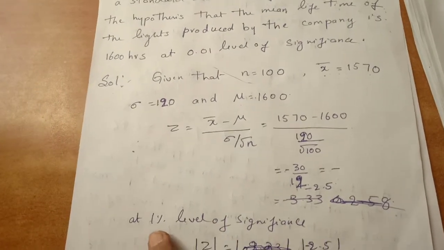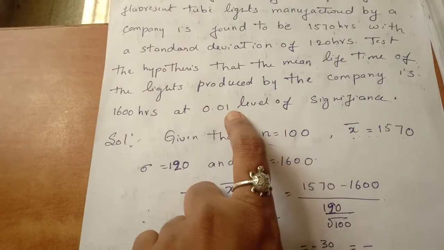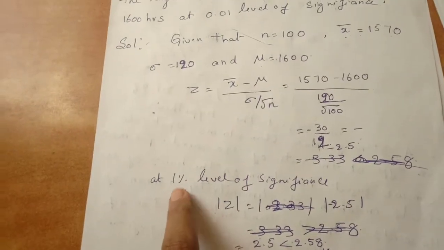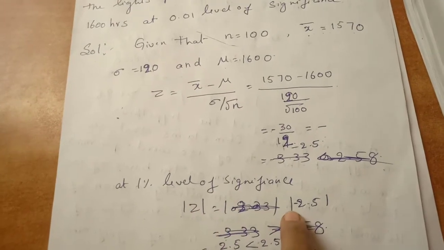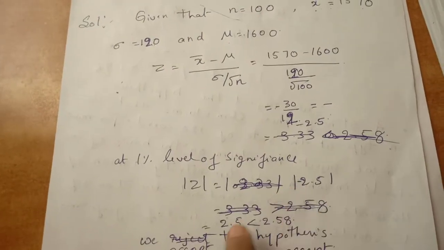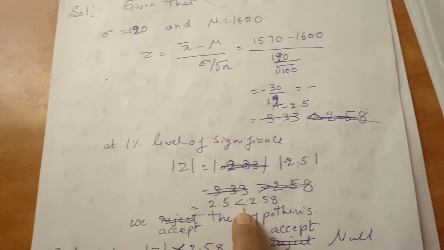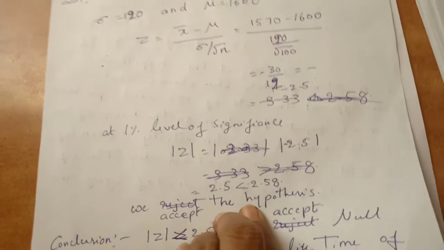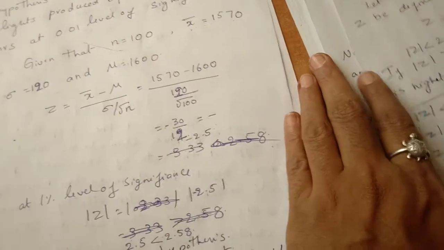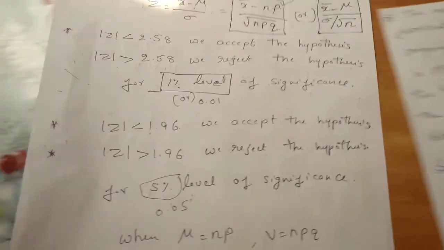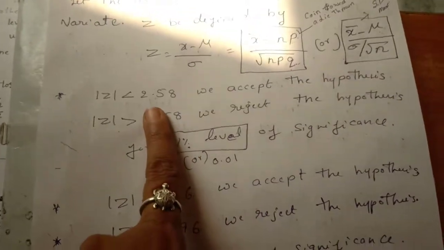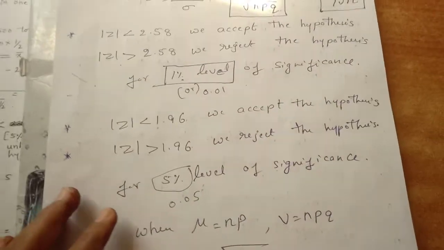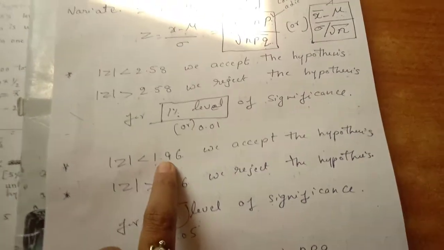Now we are finding at 1%, because they clearly mentioned here 1% level of significance. So in the 1% level of significance case, we find the modulus of z. Modulus of minus 2.5 is 2.5. This value is either less than or greater than 2.58. So we have conditions here, either it may be less than or greater than. These are the conditions we apply for every problem. If they ask for 1%, you have to see 2.58. If they ask for 5%, we compare with 1.96.